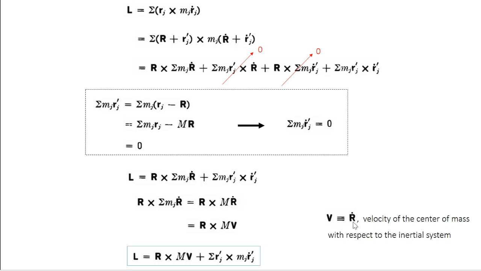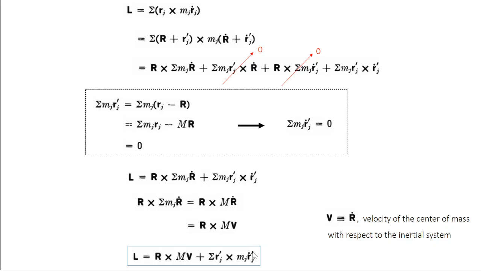And what is r dot? Rate of change of position of the center of mass, which is nothing but the velocity of the center of mass in the inertial system, called capital V. So this is r cross mV. So the expression for total angular momentum is capital L equal to capital R cross mV plus summation of rj prime cross mj rj prime dot.